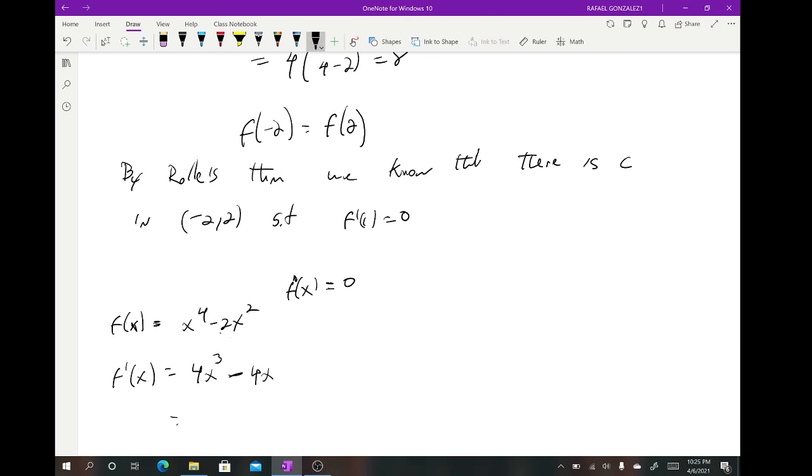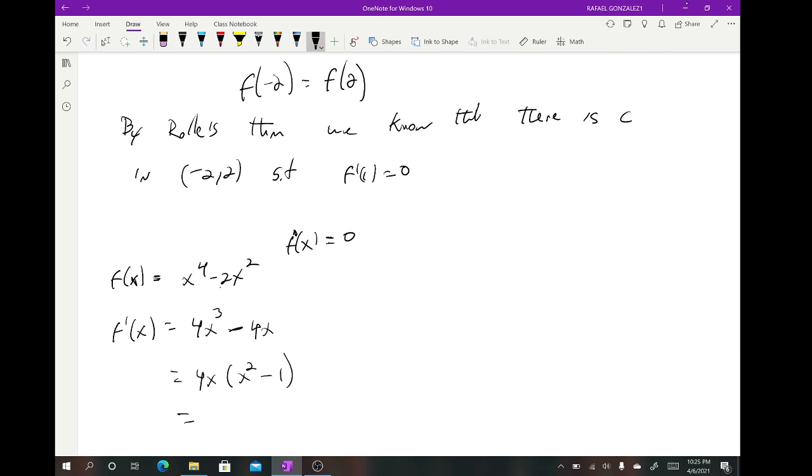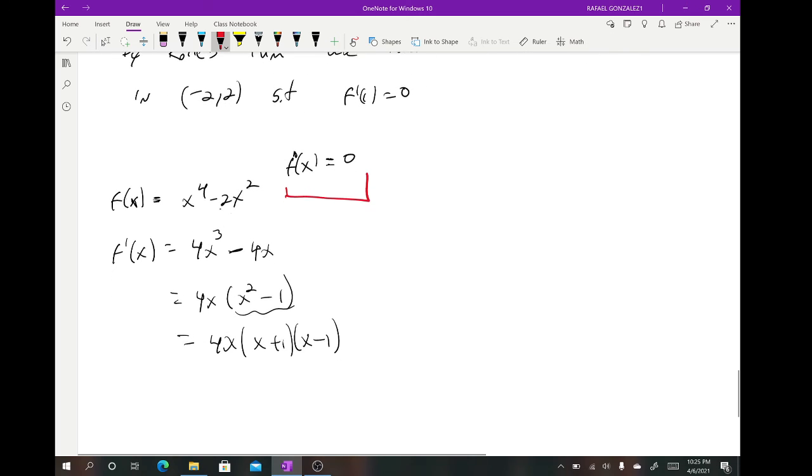Now from here, we could actually factor a 4x out, so I'm going to do that right now. So I'm going to have 4x times x squared minus 1. And if you remember from college algebra, this right here is the difference of two perfect squares. So we can actually factor that as well. So this factors as x plus 1 times x minus 1. Now, why am I doing all of this? Well, because I have to find out when exactly this derivative is equal to 0.